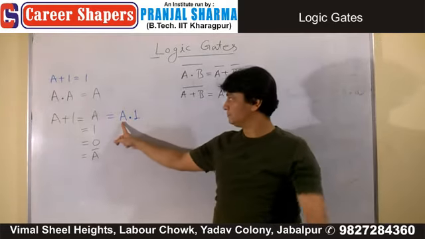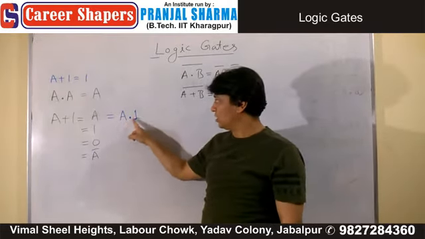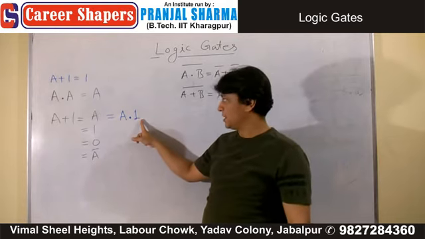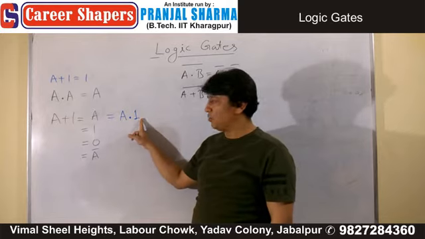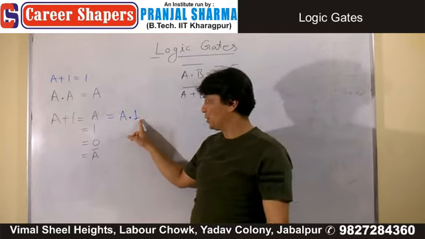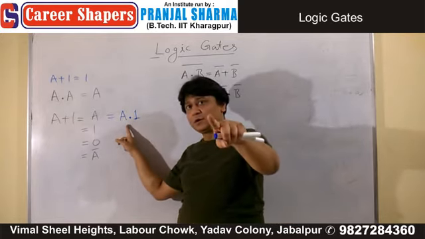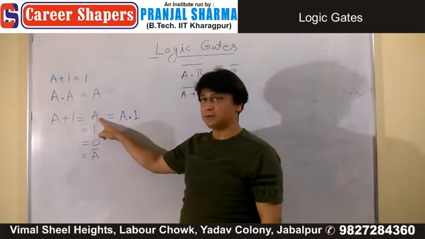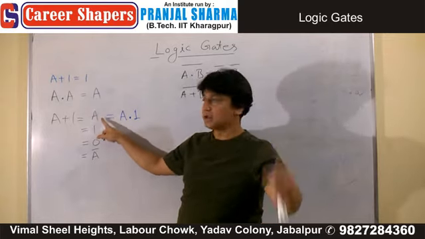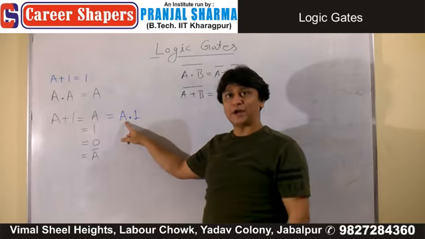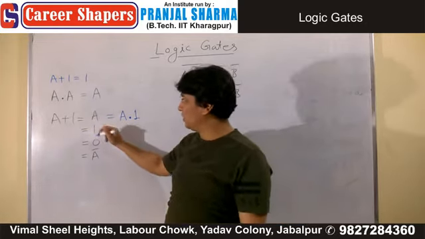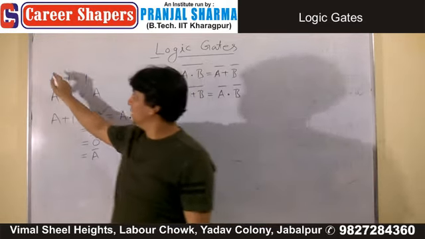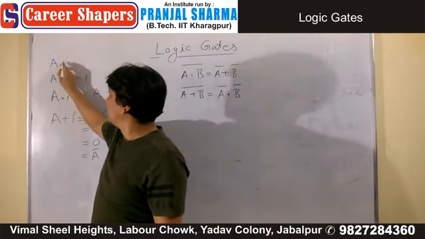If A is 1, 1 dot 1, you got 1. But if A is 0, 0 multiplied by 1 is what? 0. So if A is 1, you're getting 1, which is also A. If A is 0, you're getting 0, which is also A. And therefore A into 1 is A.